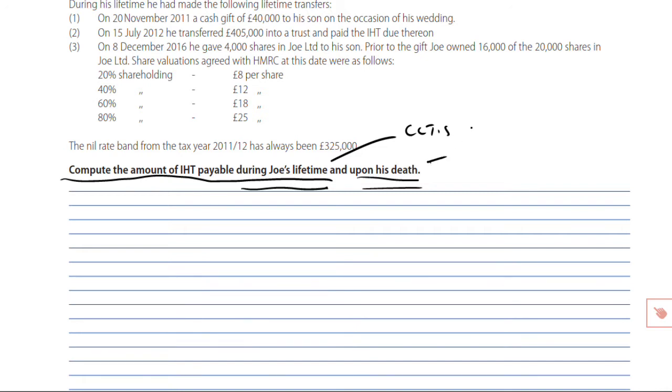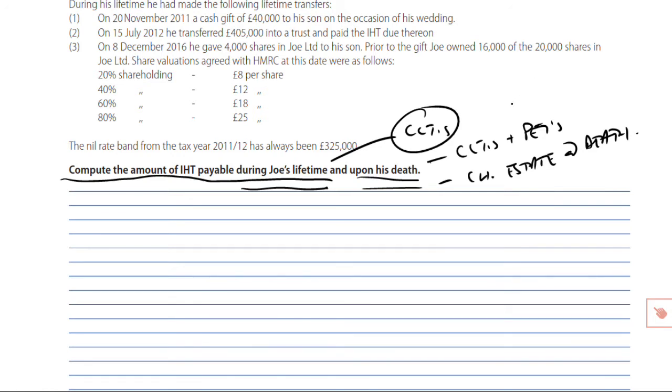Then upon the death, well, that of course is where you're going to tax both CLTs for any additional tax, plus PETs, and you're also going to then tax the chargeable estate at death. So we're going to have here a full set of computations. Now, to deal either with those CLTs chargeable when made, or the CLTs and PETs chargeable on death, you need to have a chargeable transfer figure. So that means that before any of that work can be done, you've got to work out the chargeable transfer figures. Okay, so we know what we're up for.